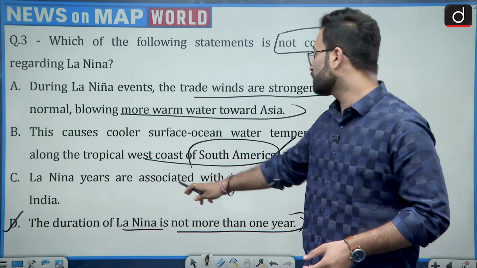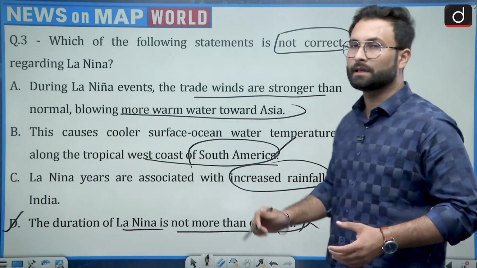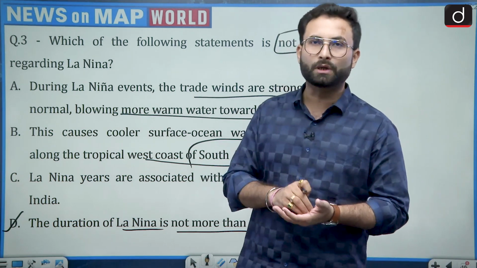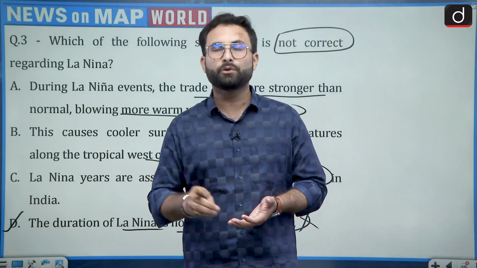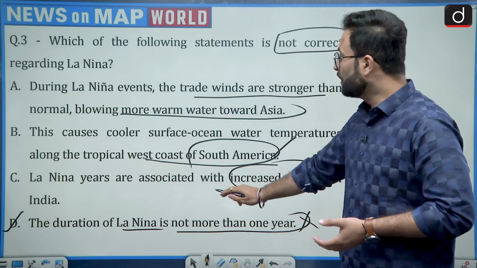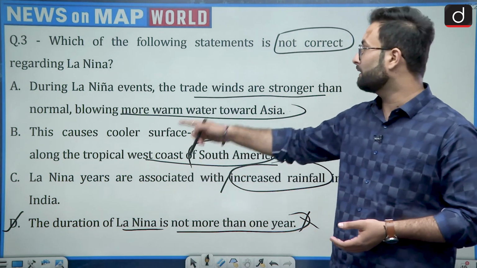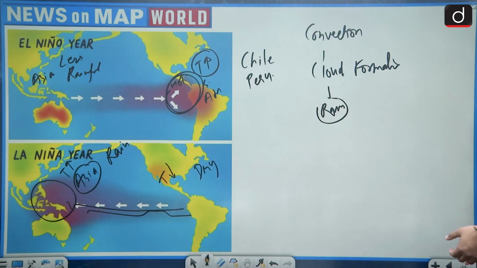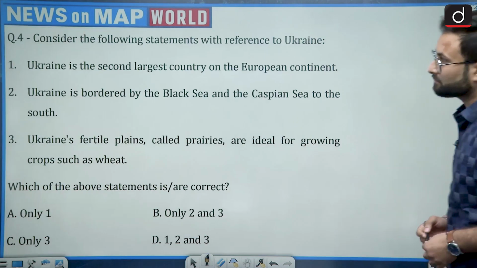La Nina years are associated with an increase in rainfall in India. As I told you, during the El Nino time, we will witness lesser rainfall, and during the La Nina time, Asia will witness higher rainfall. So obviously this is also true. So option D is incorrect, and that is your answer. Now moving to question number 4.